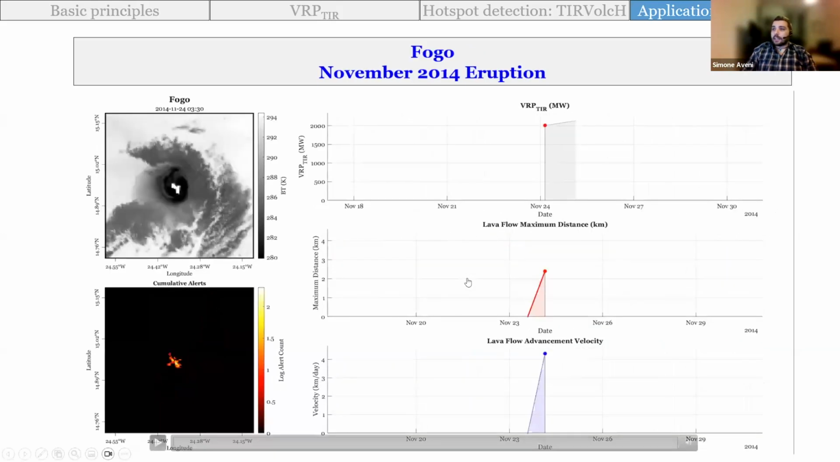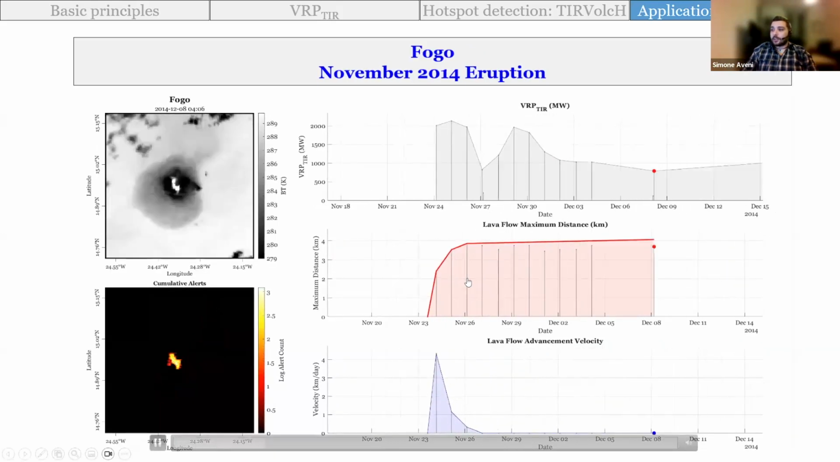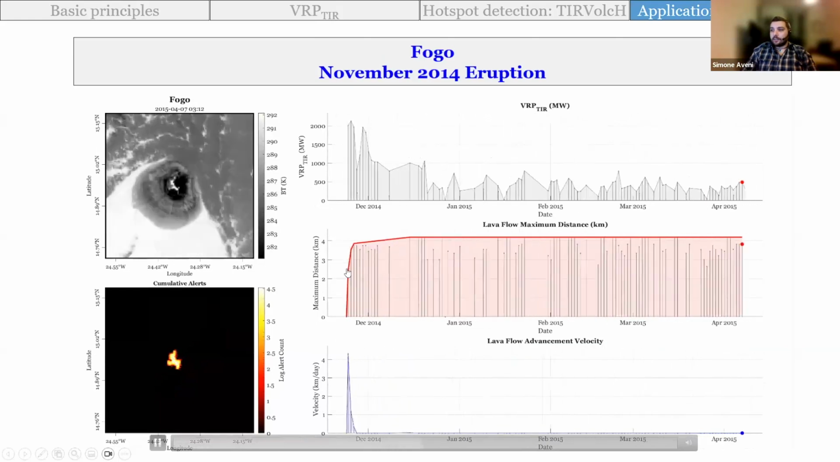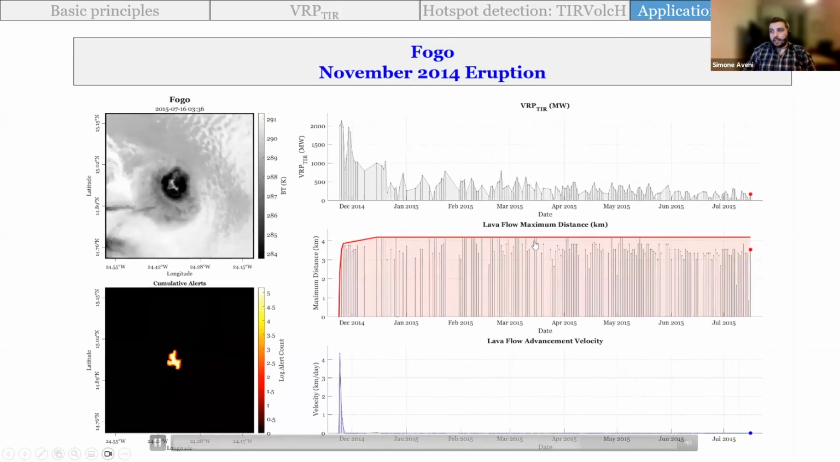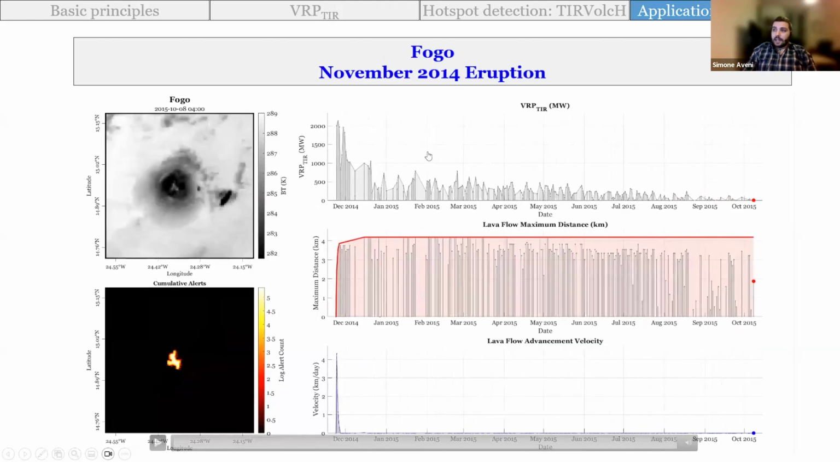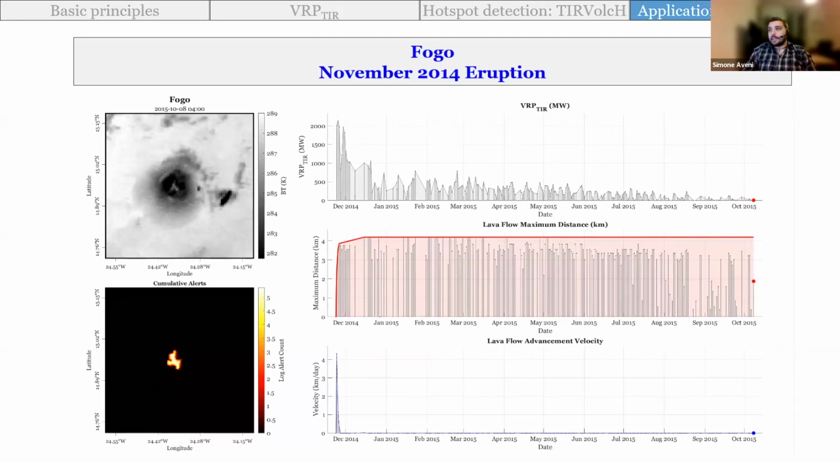And similarly, here we get the Fogo eruption. We can see this nice initial velocity picking up, the maximum distance reaching indeed the maximum extension. And in this case, the VRP is not representative of the true thermal emission sourced by this eruption, but it's more to give us an idea, an appreciation of the magnitude and the energy of the event.